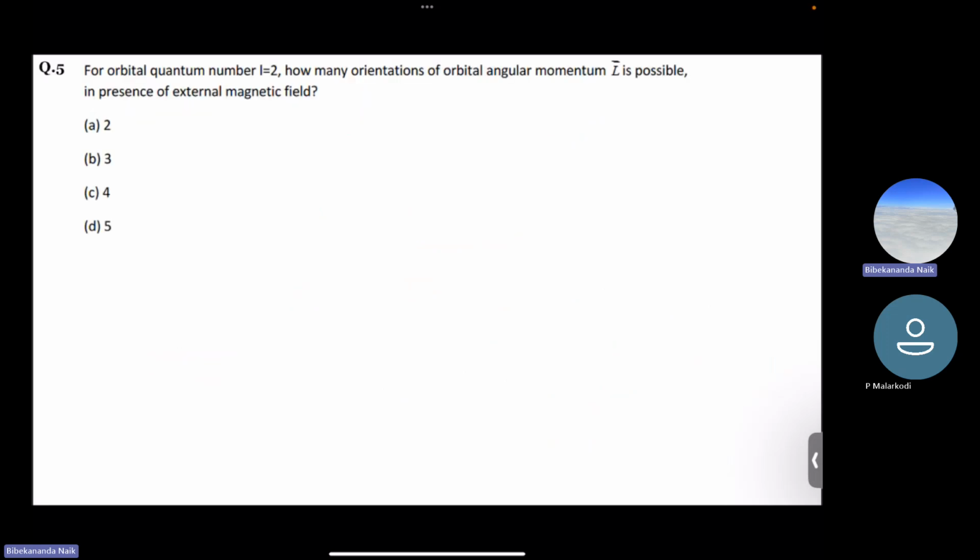I hope this is clear to everyone. Now we will move to question number 5. Question number 5 says, for orbital quantum number L equals 2, how many orientations of orbital angular momentum L vector are possible in presence of external magnetic field? The options are option A 2, option B 3, option C 4, and option D 5.